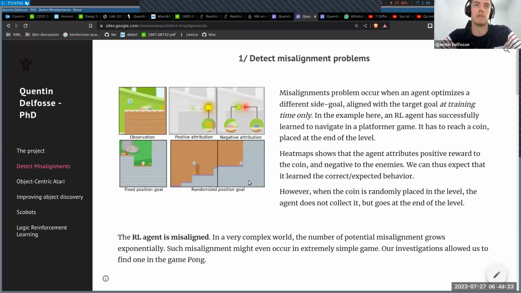But if you don't have a reasoning agent with a neurosymbolic system, you cannot actually detect that it doesn't really care about the coin. It knows that the coin is actually important in order to get positive reward. And when it's going to pass the coin, it's still going to tell you, oh, I'm expecting positive reward, but it's not going to go get it.